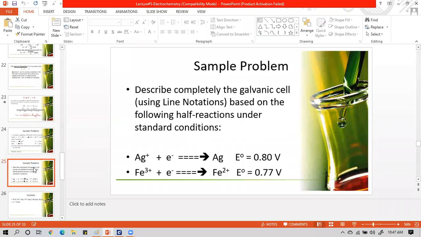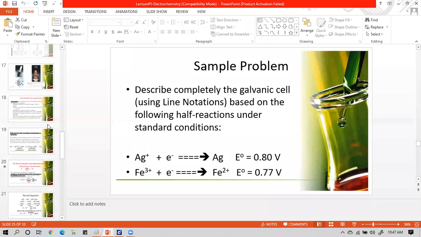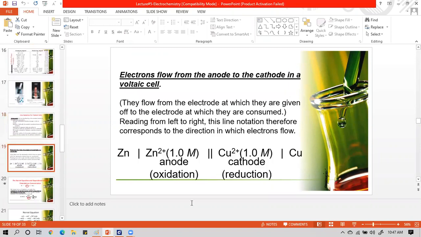Ayan. So, we have now sample problem number 2. Describe completely the galvanic cell using line notations based on the following half reactions under standard condition. Okay. Ano ba yung line notation? The line notation is the notation of the half cell in terms of representing a line, where you show the electrode, the junction, the concentration, the salt bridge, and then the species present with its corresponding concentration and the electrode used.